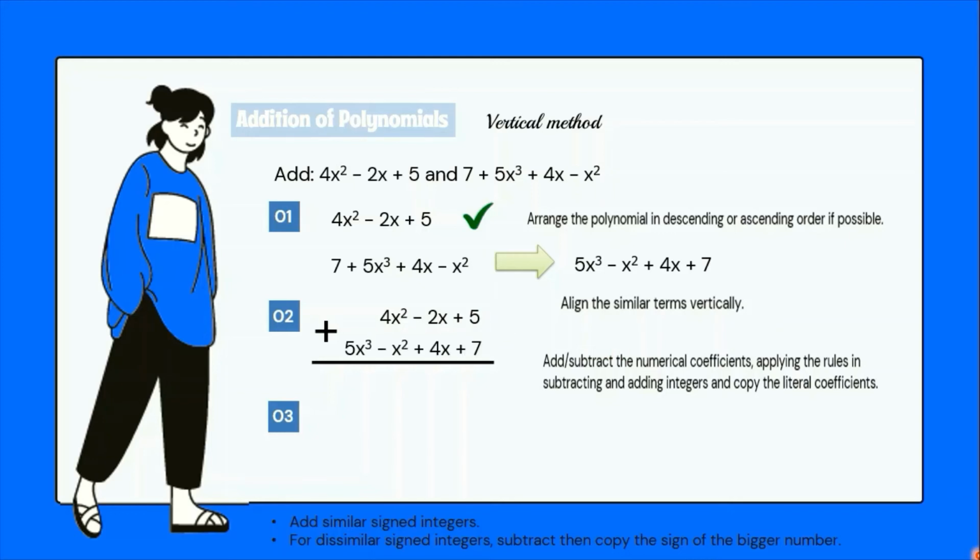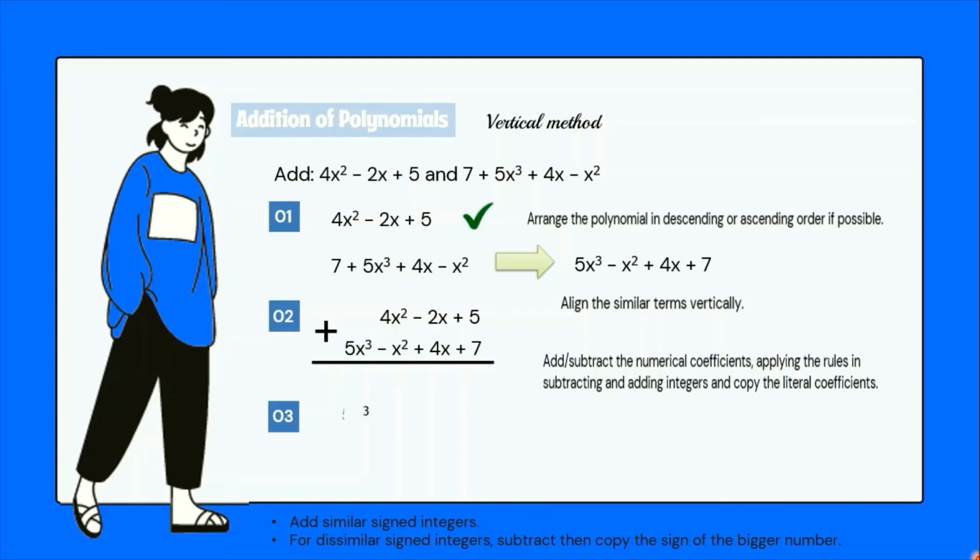Ito naman yung ating pangalawang polynomial. So, kung mapapansin natin, si 5x cubed ay walang katapat dahil wala naman siyang katulad ng literal coefficient. Dito sa polynomial natin na ito, ang highest exponent niya na ay 2, which is katapat nitong negative x squared. So, sila yung magkatapat dahil pareho sila ng literal coefficient. Itong pangatlong term naman ay pareho ng literal coefficient, variable x, at dulo yung constant. Once sila ay atin nang na-align vertically yung kanilang similar terms, pwede na tayong mag-proceed sa step 3.